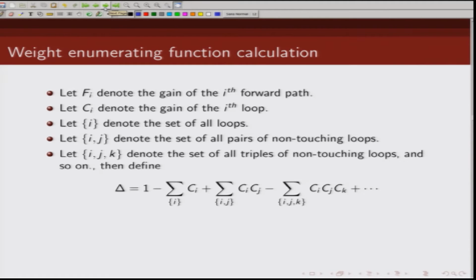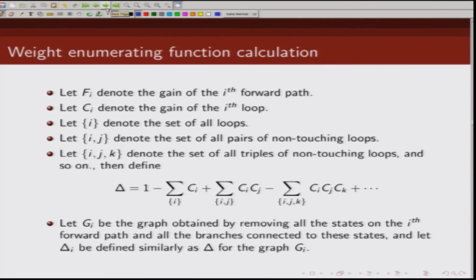This triplet will define the set of all triplets of non-touching loops. So, if we use this, we define a term delta, which is defined as follows. This is 1 minus the summation of all the gains of the loops, plus the product of gains of all those non-touching loops, minus the product of the set of all triplets of non-touching loops, and it goes on like this. So, that is our delta.